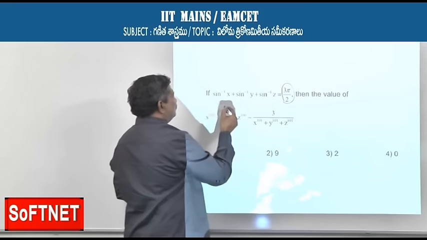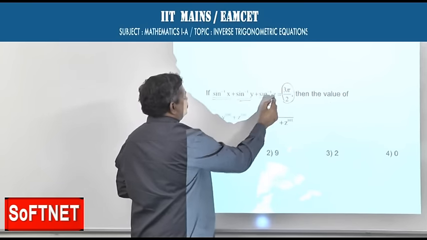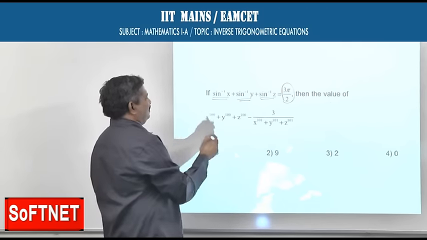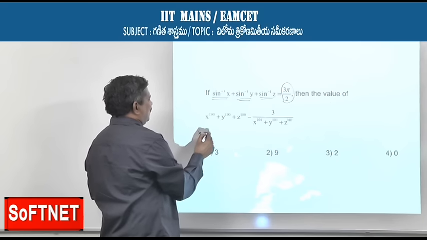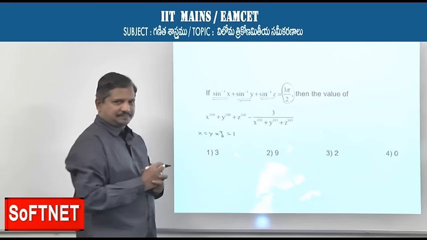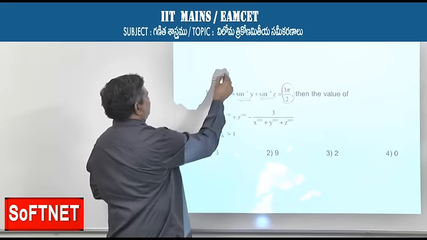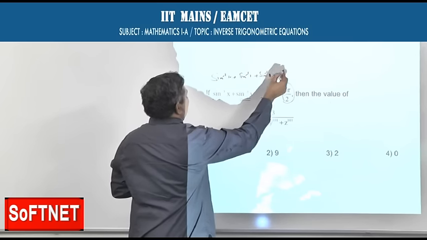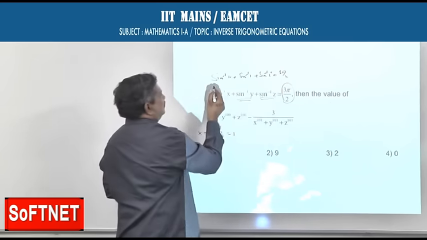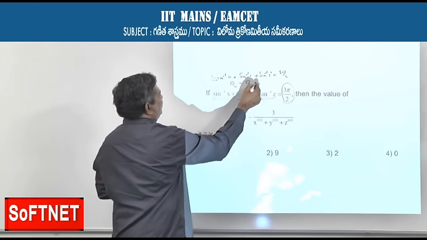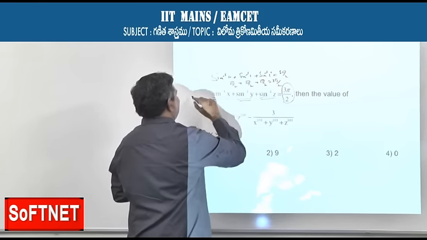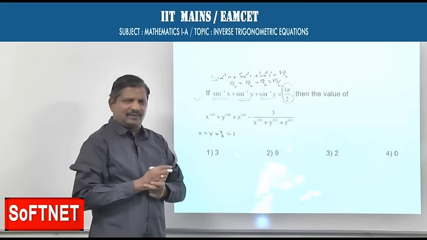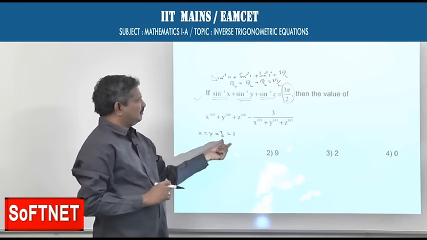This is 3 pi by 2. The sum of 3 terms is 3 pi by 2, means each may be pi by 2. When you get pi by 2, I will take x equal to y equal to z equal to 1. Then what happened? Sin inverse 1, sin inverse 1, sin inverse 1 equals 3 pi by 2, correct or not? Sin inverse 1 is pi by 2, sin inverse 1 is pi by 2, sin inverse 1 is pi by 2. Yes, it is satisfying. The given condition is satisfied with x equal to y equal to z equal to 1, so definitely we can continue with that.